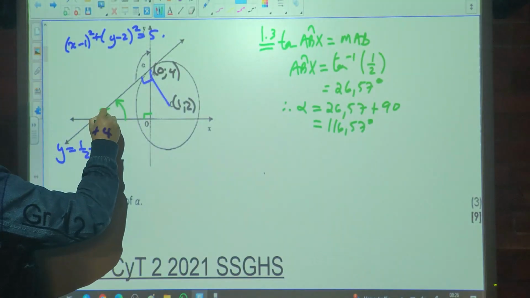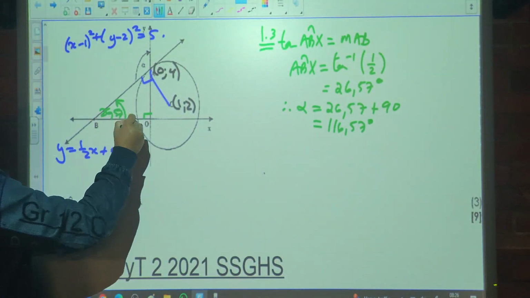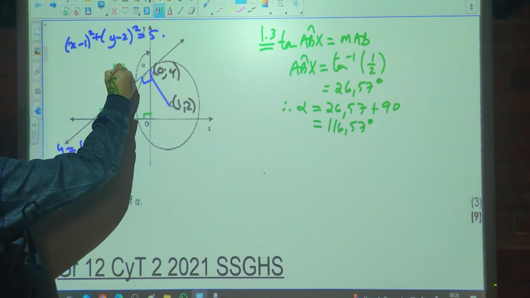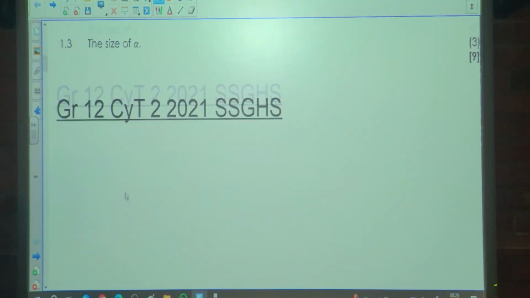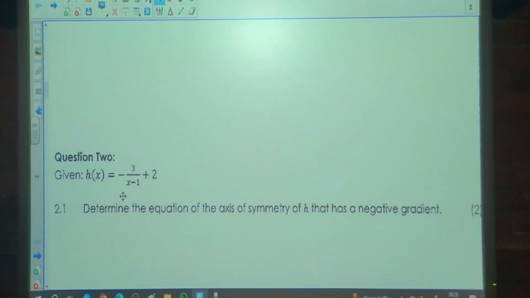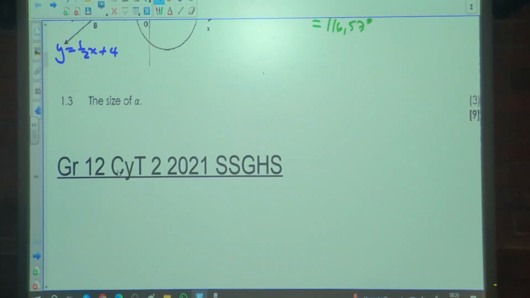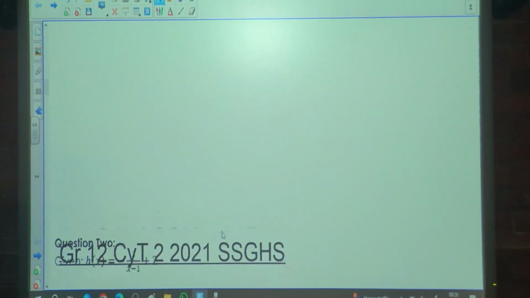Okay, so that's 26,57. Again, we don't need the reason here, unless the question says with the reason. So this is not analytical, this is not Euclidean. We need reason. Okay. Moving to question 2.